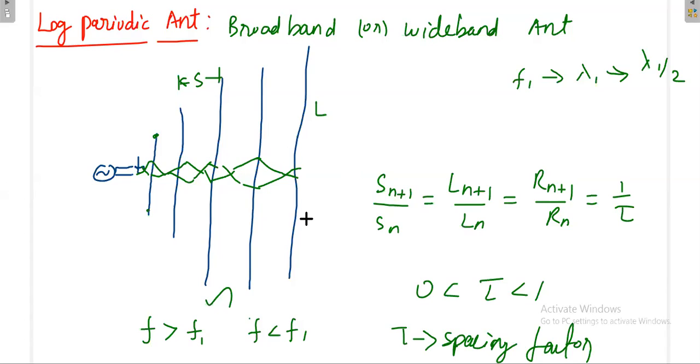Then what are the properties of this antenna? This is operating over large frequencies. Then why is it called log periodic? Now on this axis I am going to mention antenna properties. Those properties could be anything, such as radiation properties, input impedance, and directivity.